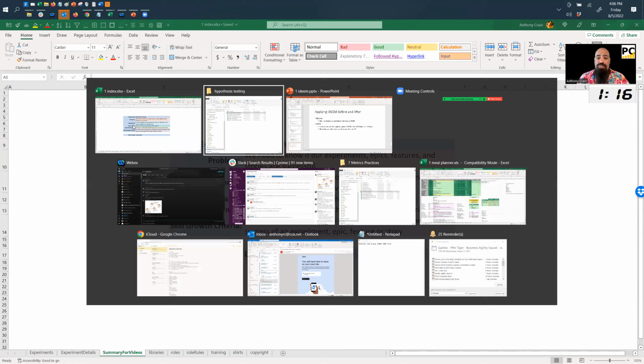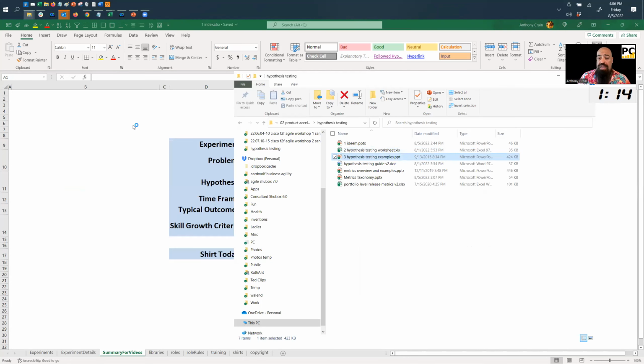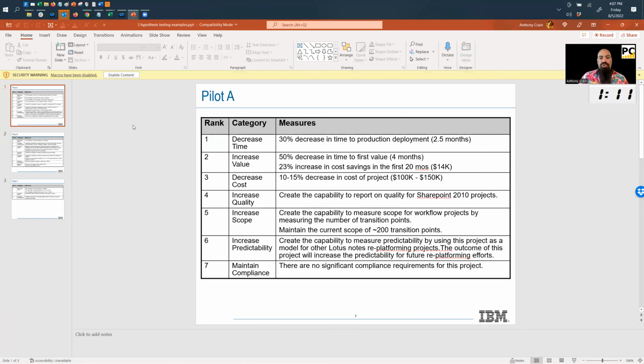Okay, the last thing I'm going to show you guys as my timer runs down is some examples. And this, again, is from real work. So here are three. In this case, we were working with pilot projects. And these were actuals. These were not forecasts. So we wanted to decrease time. So this is a 30% decrease in time to production, 2.5 months. So you can see this isn't quite following the syntax that I showed you. We did this a long time ago, but you can see how we could easily rewrite this to match the syntax. Increased value, 50% decrease in time to first value, 4 months, 23% increase in cost savings in the first 20 months. So we can apply the syntax a little bit more tightly to these.